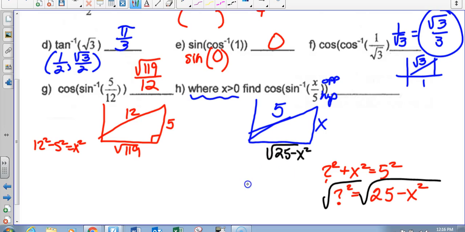And what is the final answer then? It wants what? Cosine, which is, yes, the adjacent, 25 minus x squared all under the radical, divided by the hypotenuse of 5. Can I reduce the 5 and the 25? Nope. No. At least we were confident on that answer.